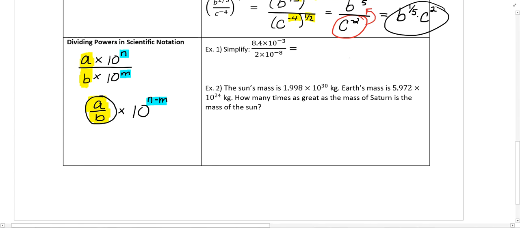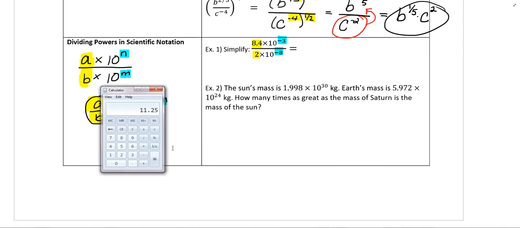So let's give this a try. First we have 8.4 times 10 to the -3rd, dividing by 2 times 10 to the -8. So A and B for my problem are 8.4 and 2, and then our exponents are -3 and -8. So let's get a calculator and let's divide. 8.4 divided by 2 gives us 4.2.